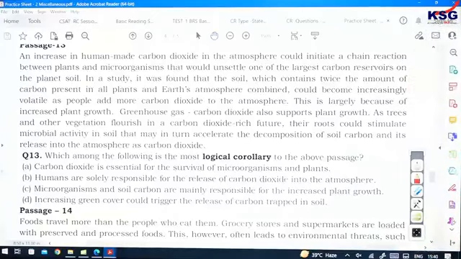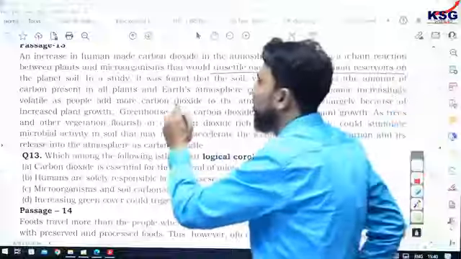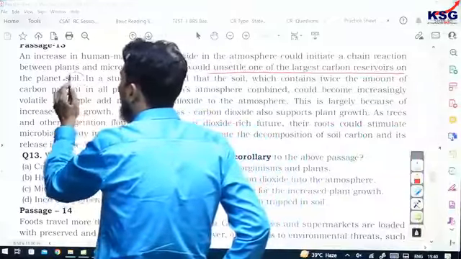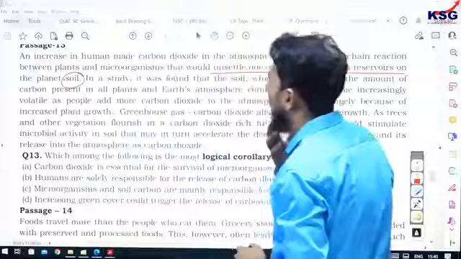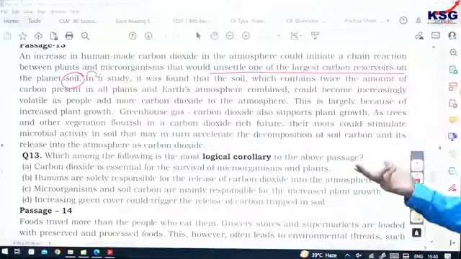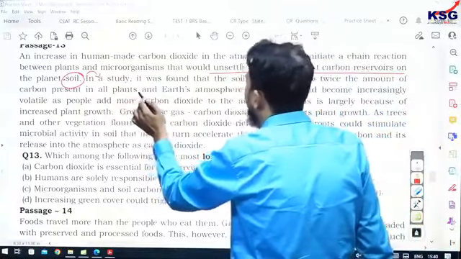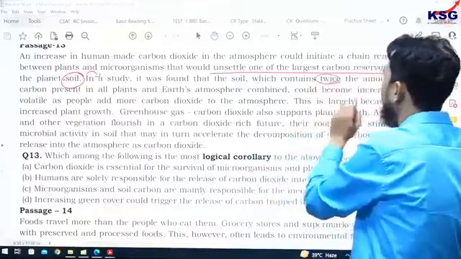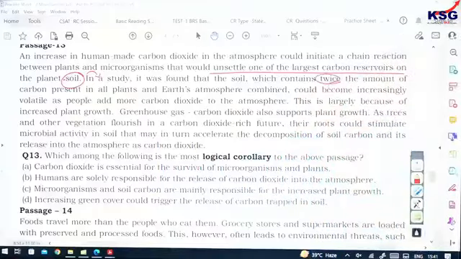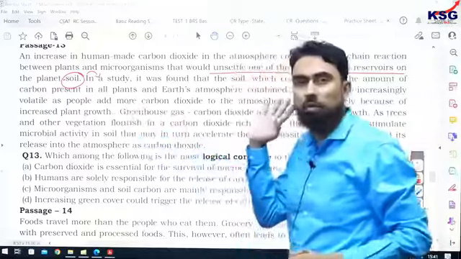Increase in human-made carbon dioxide in the atmosphere could initiate a chain reaction between plants and microorganisms that would unsettle one of the largest carbon reservoirs on the planet, soil. Soil is the biggest, largest. Then author gives the data to support. In a study, it was found that the soil, which contains twice the amount of carbon present in all plants and Earth's temperature, so twice it is in the soil, could become increasingly volatile as people add more carbon dioxide to the atmosphere.